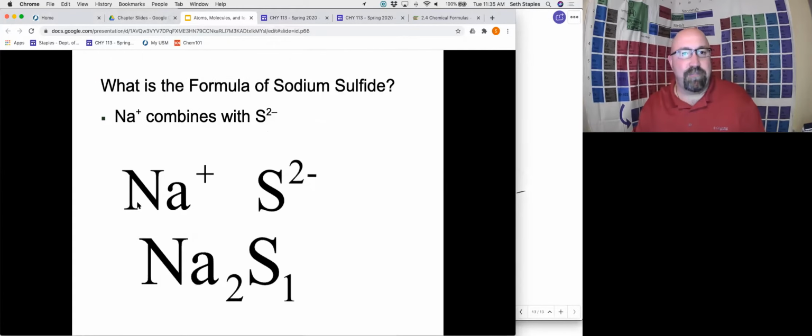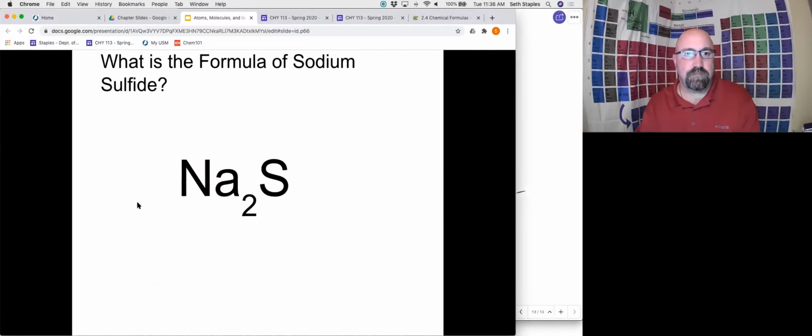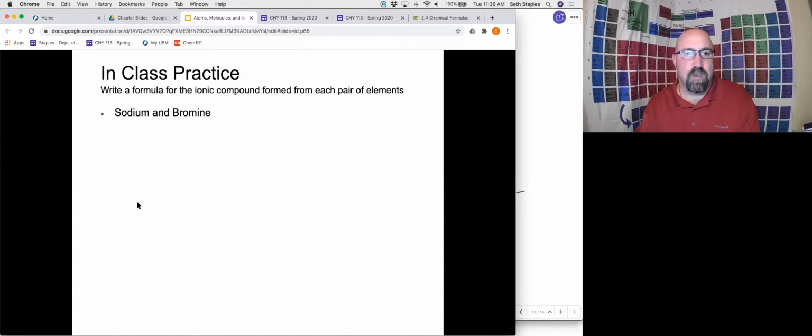And these are just some examples here. So we've already looked at some examples. And so sodium with its 1 plus, sulfide with its 2 minus, Na2S. So the 1 for a subscript is understood, and we just omit that. Practice some of these. So again, this is where I would pause the video and practice them.